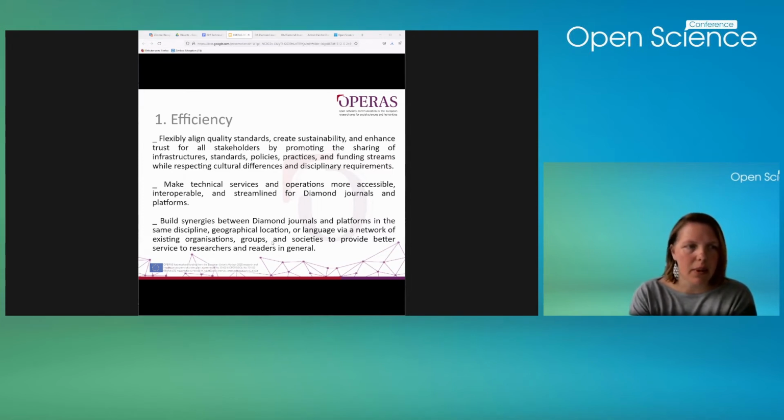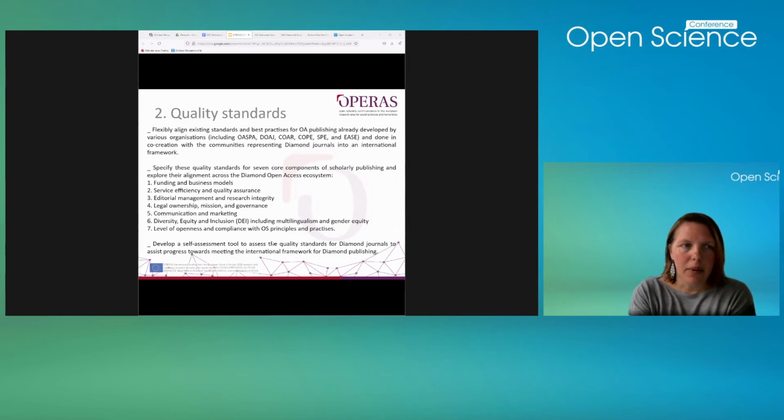such as flexibly align quality standards and create sustainability, make technical services and operation more accessible and interoperable and streamlined, and building synergies between the Diamond journals and platforms in the same discipline, geographical location, or language via a network of existing organizations.